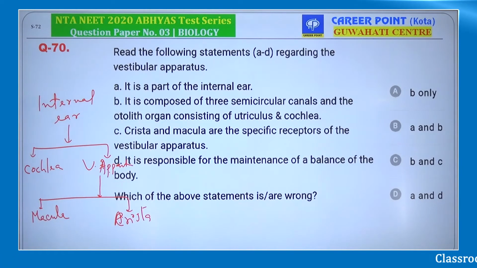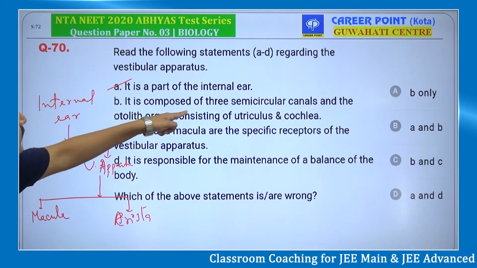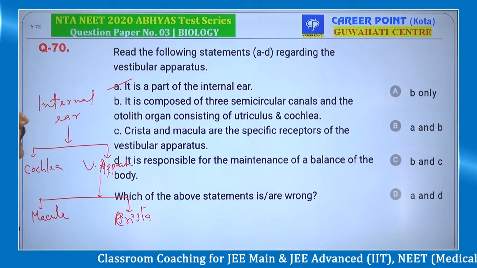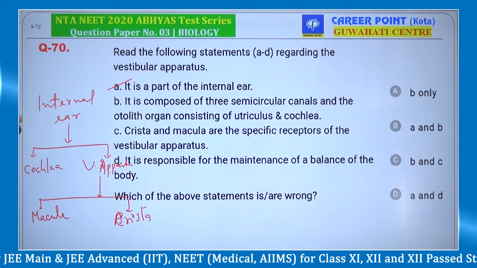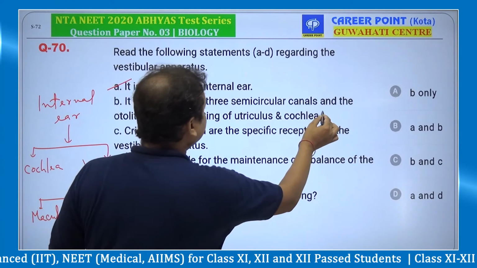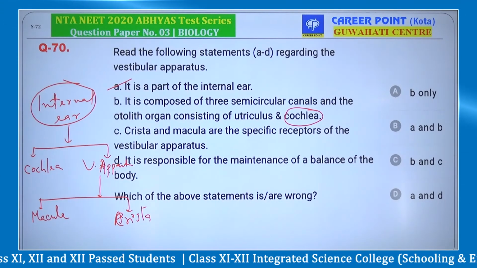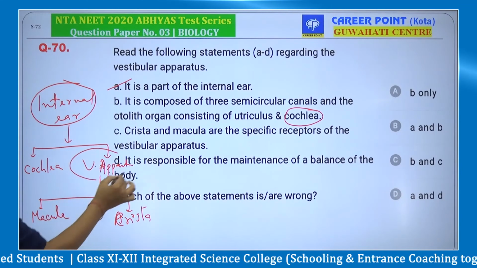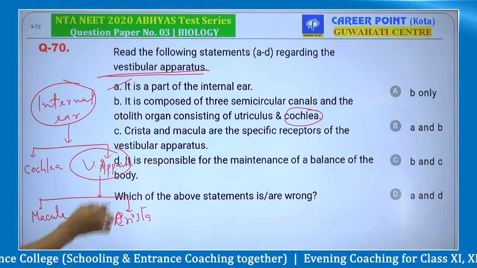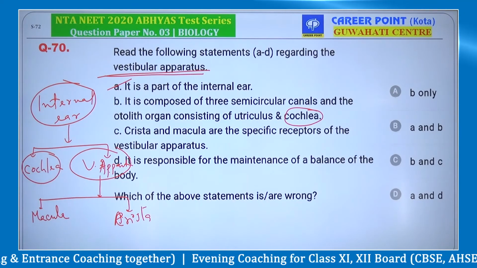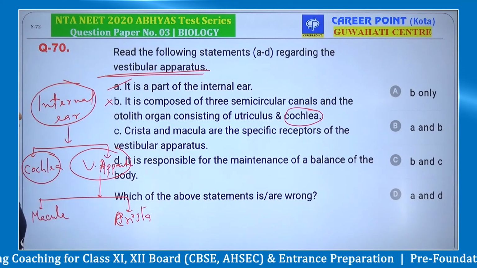So let's discuss. It is a part of the internal ear, yes, correct. It is composed of three semicircular canals, and the otolith organ comprises utriculus and cochlea. No. The vestibular apparatus has no cochlea. The internal ear has cochlea, but the question is about the vestibular apparatus. So the vestibular apparatus does not comprise cochlea. So it is not correct.